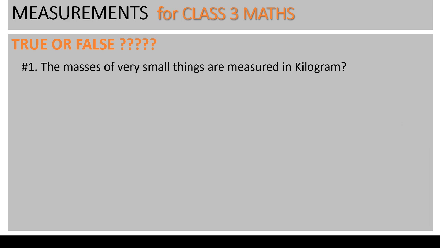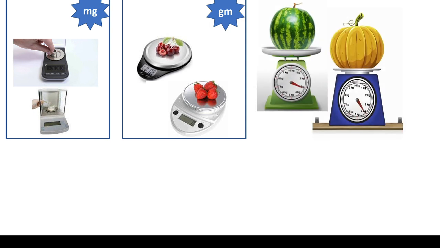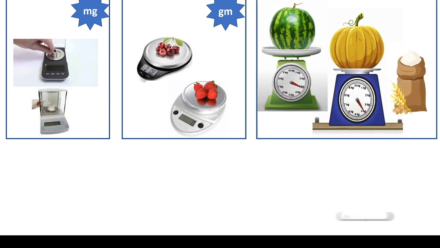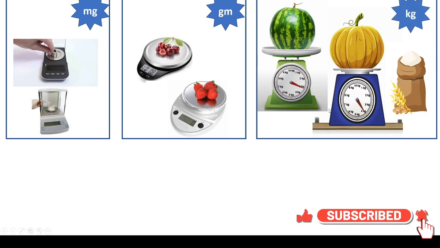The first question is, the masses of very small things are measured in kilogram. Let's quickly have a recap. Smaller units such as powders or rings are measured in milligrams. Slightly larger units like cherries or strawberries are in grams. And larger ones like a big pumpkin or a watermelon or even a bag of flour are measured in kilograms. So kilogram is used for measuring heavier objects.